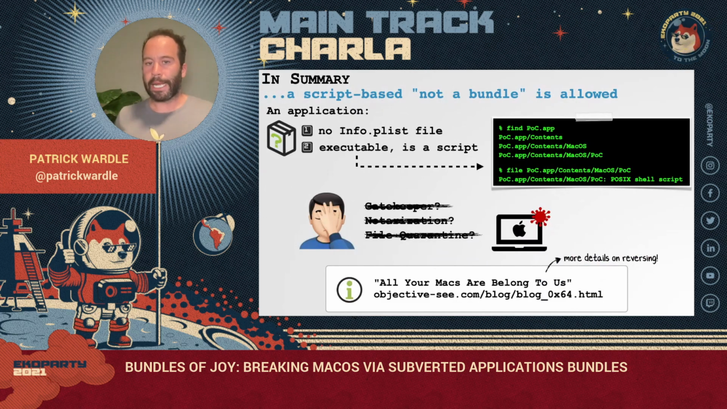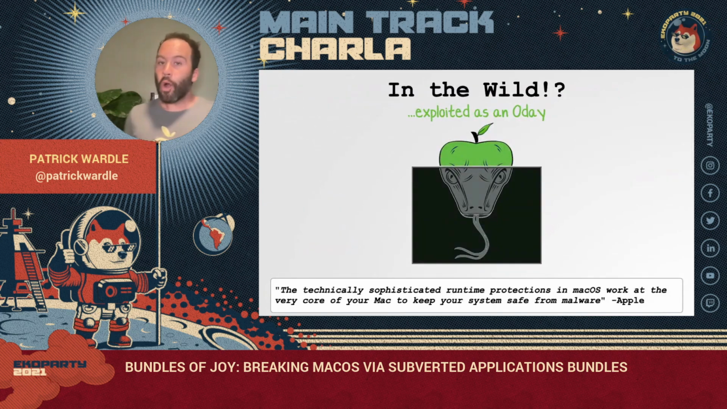Let's briefly summarize that. If you have or had an application whose main executable component was a script that did not have an info.plist file, macOS would incorrectly classify that as not a bundle, meaning evaluation type 2 would be returned, which ultimately meant that macOS would allow the application to run, skipping the Gatekeeper, Notarization, or file quarantine prompts. All right, so now we know what the flaw is: basically a misclassification of bare bones script-based applications.